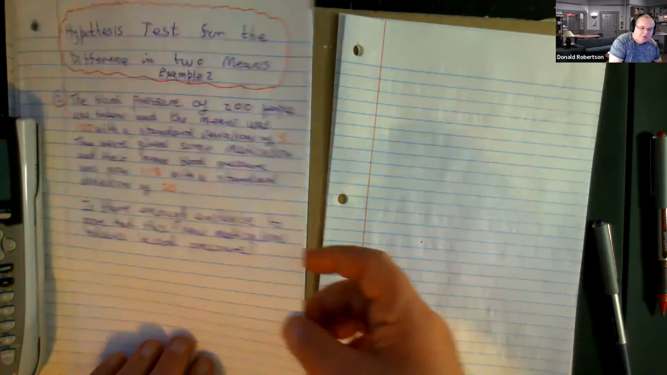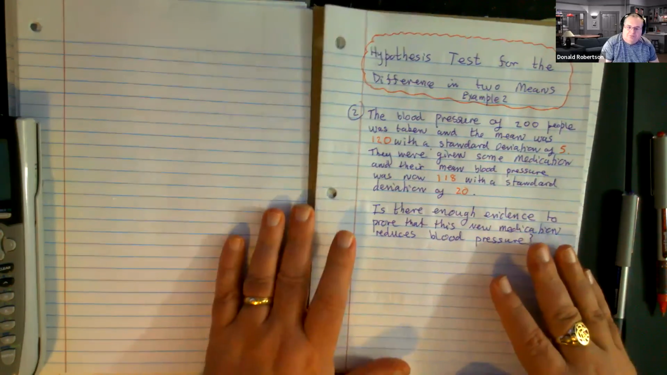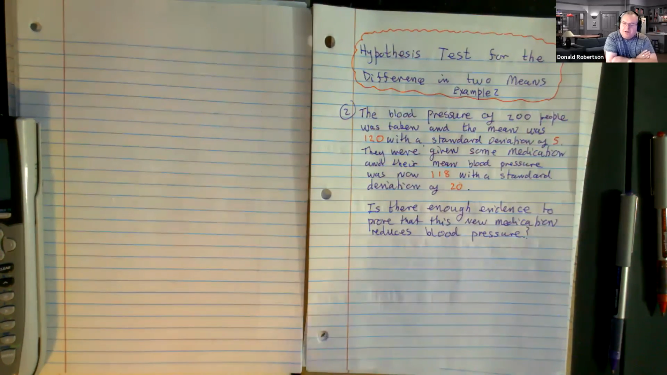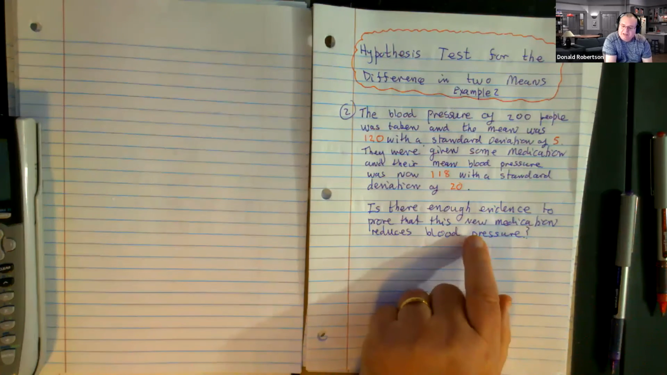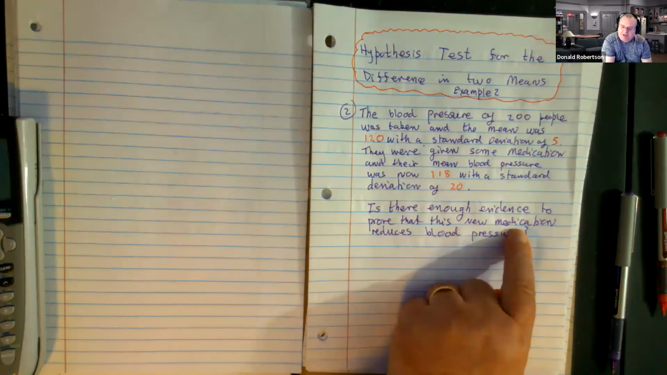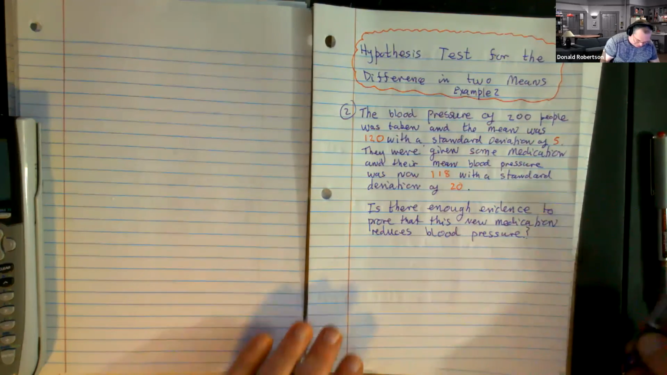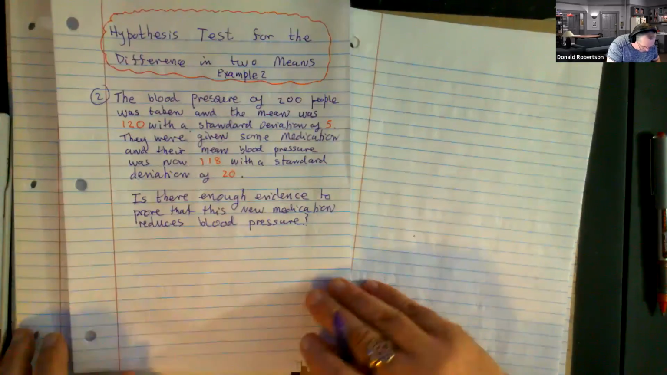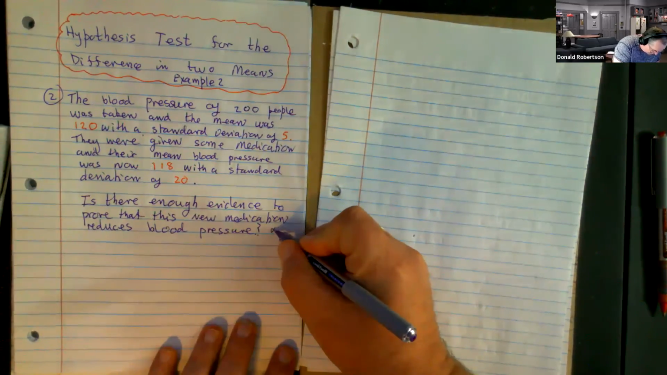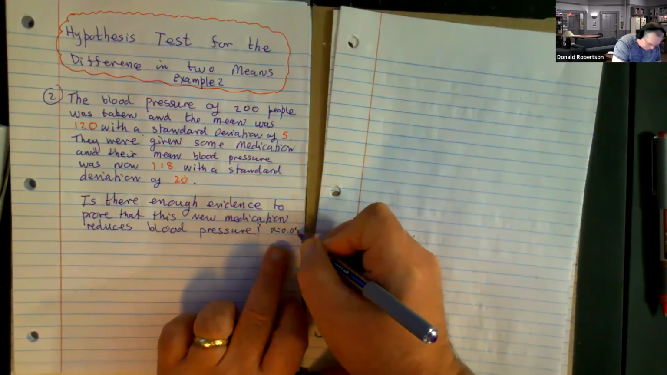So I made up my own little question because I don't want to use up practice so you can do your own. The blood pressure of 200 people was taken and the mean was 120 with a standard deviation of 5. They were given some medication and their new blood pressure was now 118 and the standard deviation was 20. Is there enough evidence to prove that the new medication reduces blood pressure? So that's our story, at the significance level of 5%.